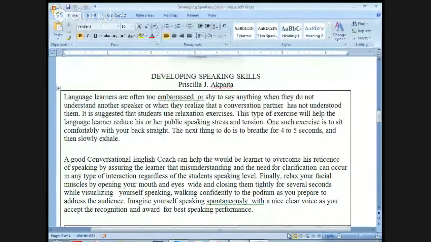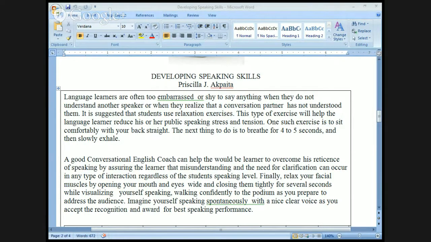They realize that a conversation partner has not understood them. It is suggested that students use relaxation exercises. This type of exercise will help the language learner reduce his or her public speaking stress and tension. One such exercise is to sit comfortably with your back straight. The next thing to do is to breathe for 4 to 5 seconds and then slowly exhale.